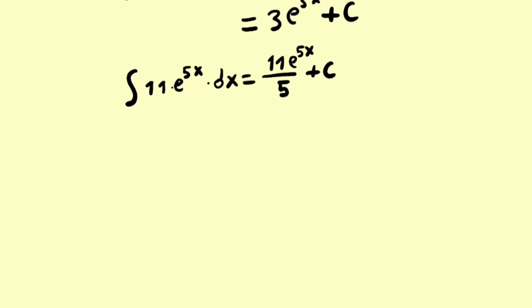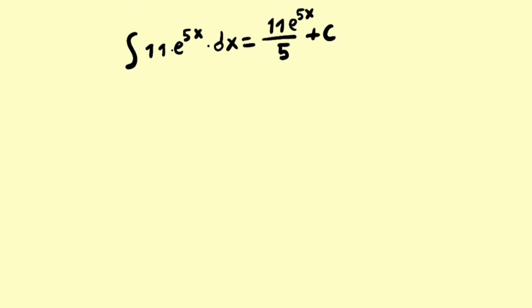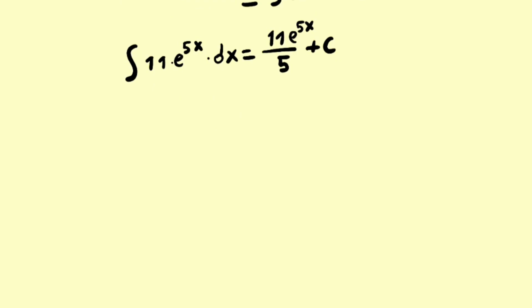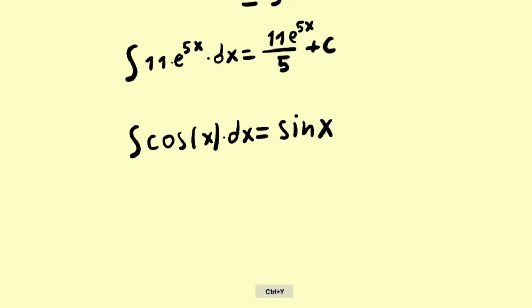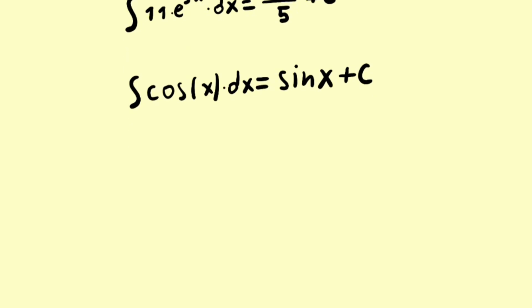Now, let's move on to trig functions. What's the antiderivative of cosine x dx? Now, think backwards: the derivative of what function is cosine? The derivative of sine is cosine, so the antiderivative of cosine is positive sine.